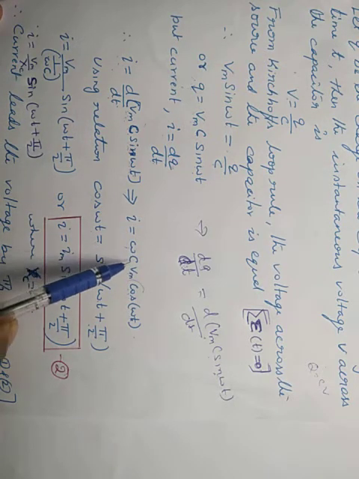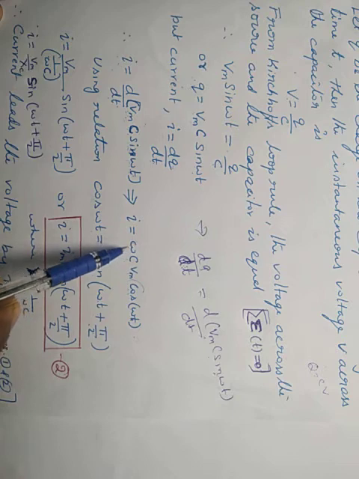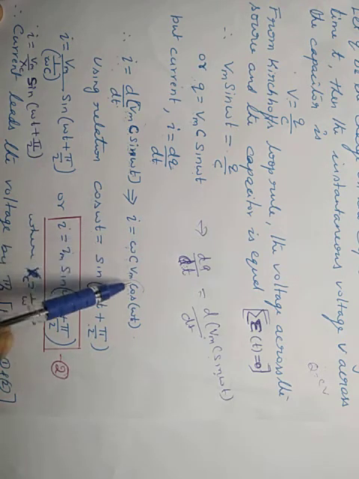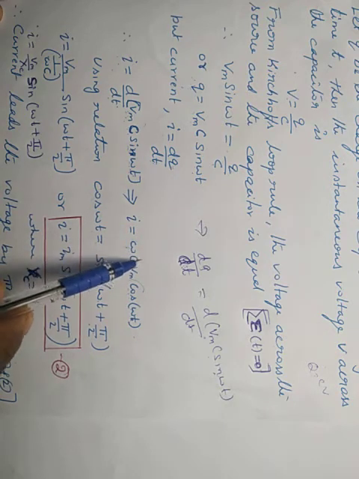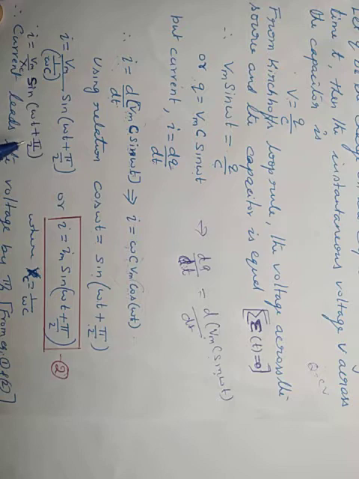Then we have this term omega C. Omega C can be written as 1 by 1 by omega C, nothing will change. So, omega C into Vm can be written as Vm divided by 1 by omega C, that is the same thing.